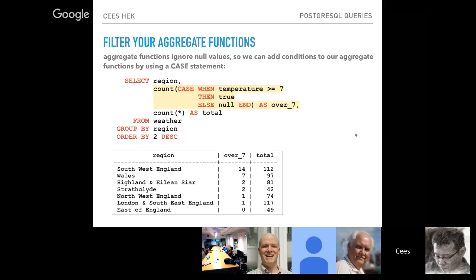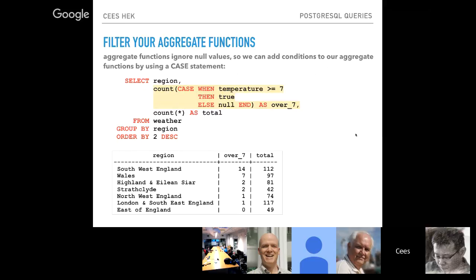So we're counting up rows. If the temperature is greater than or equal to 7, I want to return true, else we return null. That means we're counting up all the rows where the temperature is bigger than 7, and we're skipping all the other ones. And we're also counting the total number of rows that we have, and we're grouping this by region. So if we look at our result set, we can see that Southwest England had the most days where the temperature was over 7 degrees.